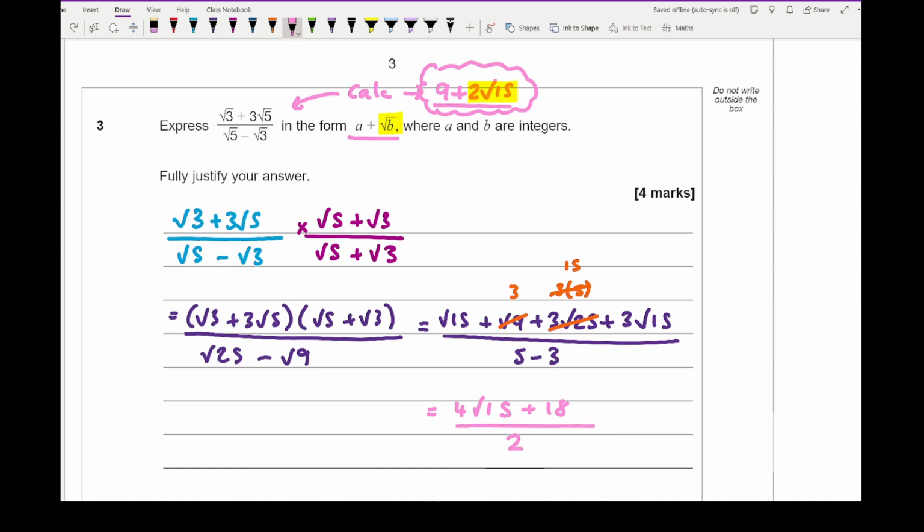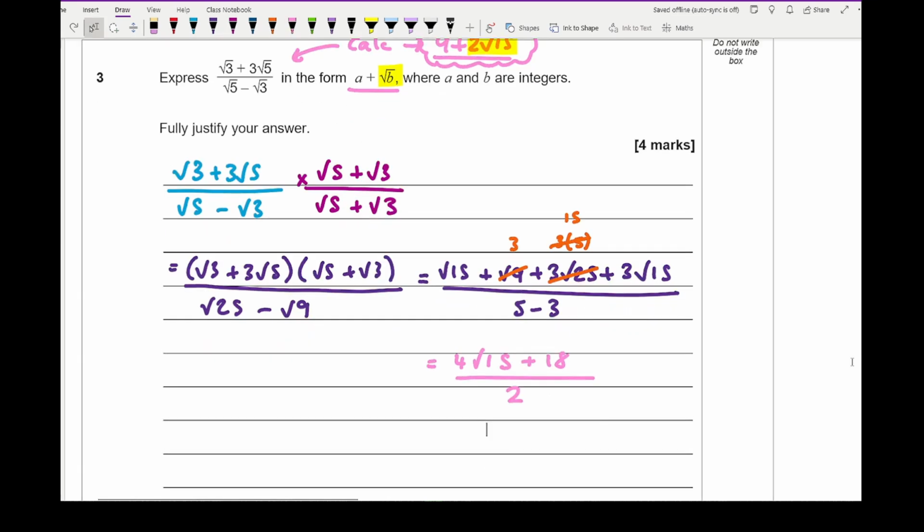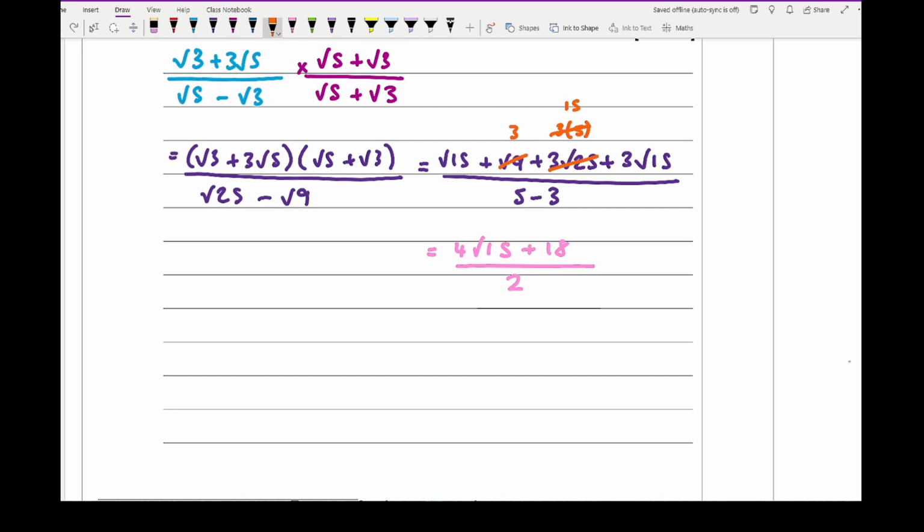So from this, what I can then do is simplify that, in which what I end up with is 2 root 15 plus 9, which is what the calculator told me. And then all I need to do is convert this back into a single surd. So here, this is going to be root 15 times 4 plus 9. So that gives me an answer of root 60 plus 9, and there is my final answer.